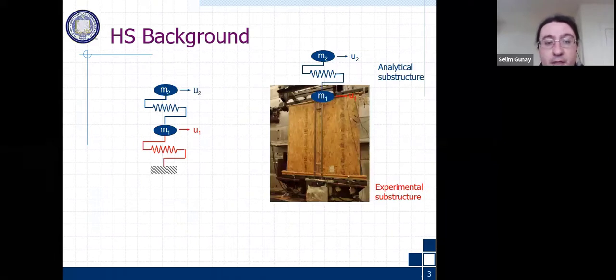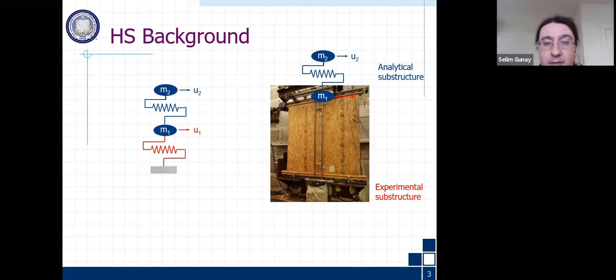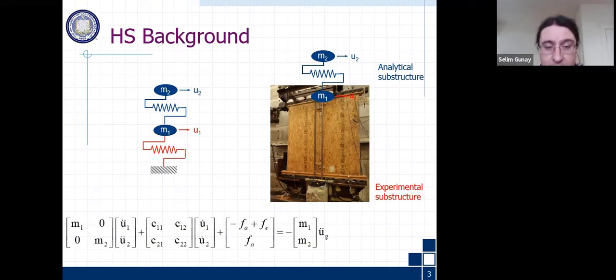Here we have a simple 2 degree of freedom example with two springs. The top spring is the analytical substructure that is modeled in the computer, and the bottom spring is the specimen in the lab, and we have these two masses and Rayleigh damping for this model. We can call this a hybrid structure.